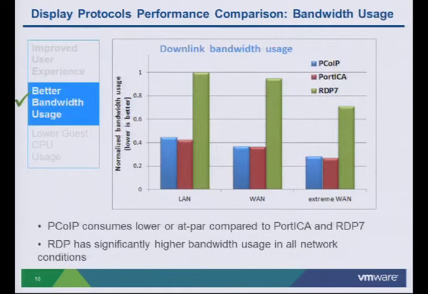Now let's look at the bandwidth usage. Again, on the y-axis, we have normalized bandwidth usage. In this case, what we see is RDP in the LAN environment takes the most bandwidth if we run this workload, the View Planner workload. And that is given 1.0, and everything is scaled with respect to that. So here we can see that in LAN condition and WAN and extreme WAN, as we move, the bandwidth usage goes lower as expected. And if you look at LAN and extreme WAN, PCoIP is lower or at par compared to Port ICA and RDP.